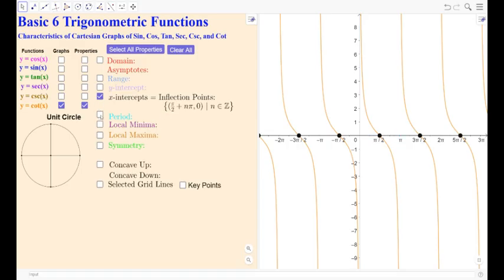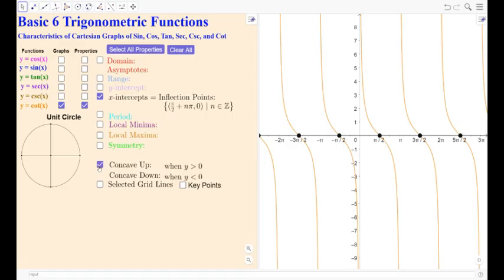The x-intercepts are the inflection points. The x-intercepts here are when what happens over here? It's when the cotangent is 0. Cotangent is x over y. It's when x is 0 over here. That is pointed straight up or straight down. And that gives you the points on the x-axis here.